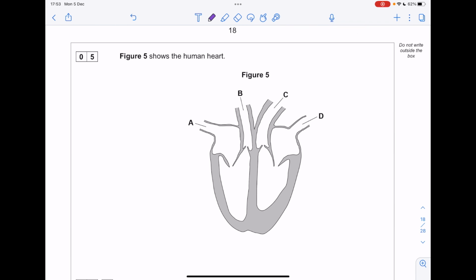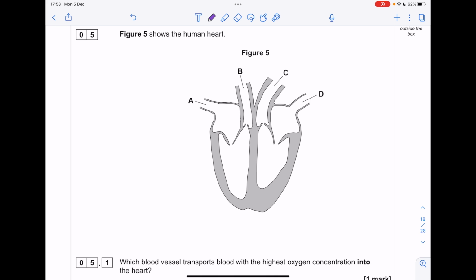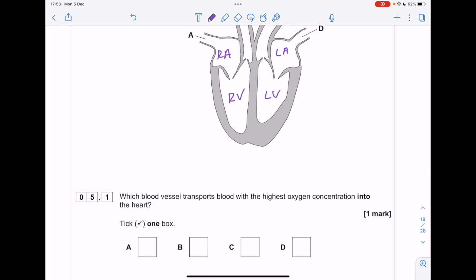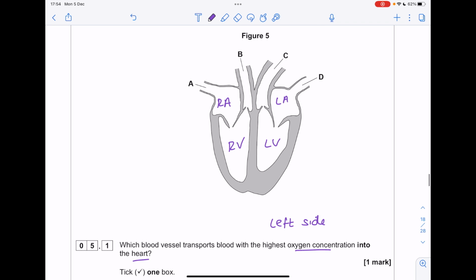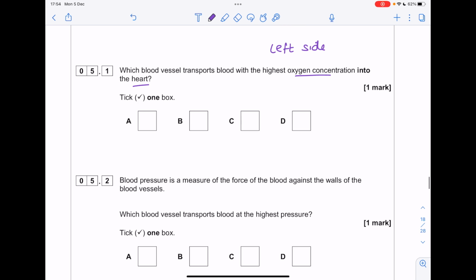Figure 5 shows the human heart. Remember, the left and right sides are reversed. So here's the left ventricle, left atrium, right ventricle. Which blood vessel transports blood with the highest oxygen concentration into the heart? So because it's full of oxygen, it must be coming into the left side. It's coming from the lungs, which means it's going to be coming in this direction through the left ventricle and out of the aorta. So it's coming into the heart in vessel D.